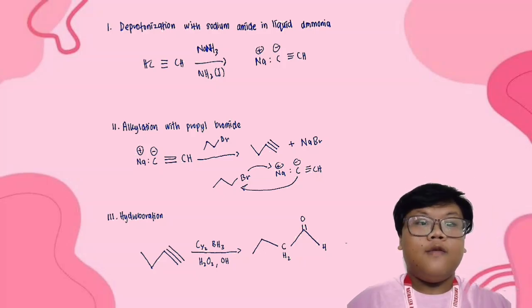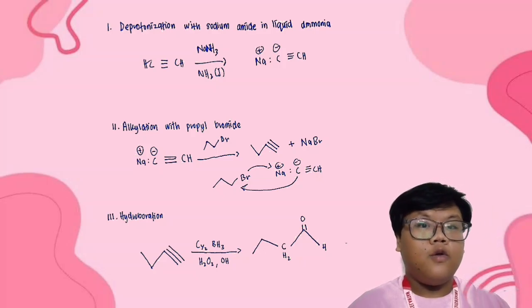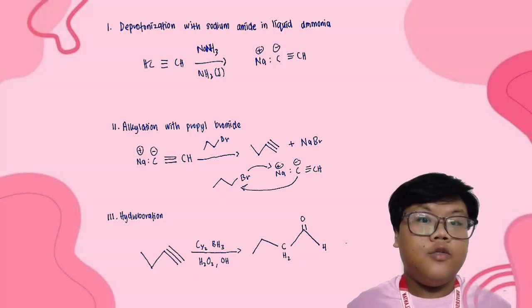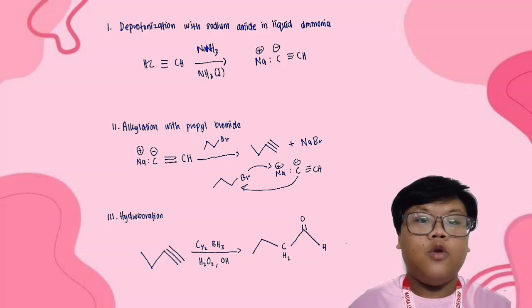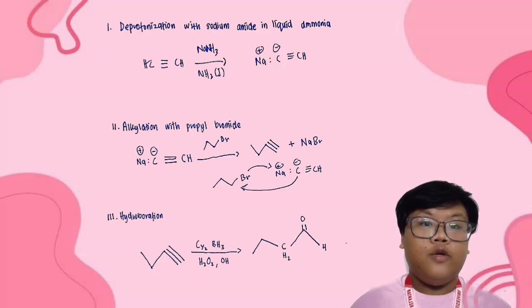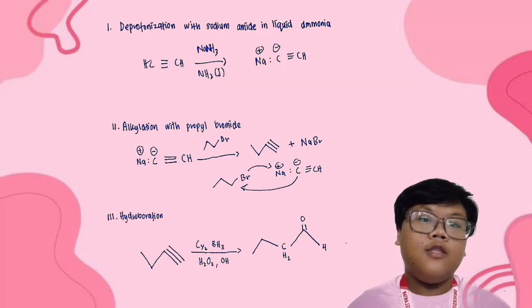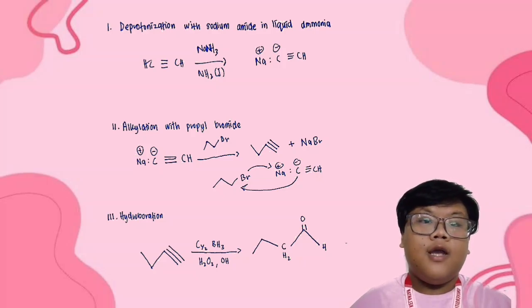alkyne. Finally, the terminal alkyne undergoes hydroboration oxidation using Cy2BH followed by hydrogen peroxide in basic condition. The reaction occurs in an anti-Markovnikov manner and produces an aldehyde as the final product.